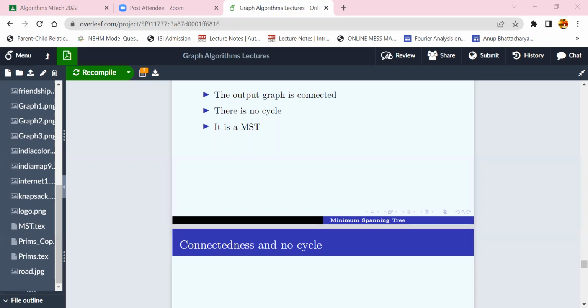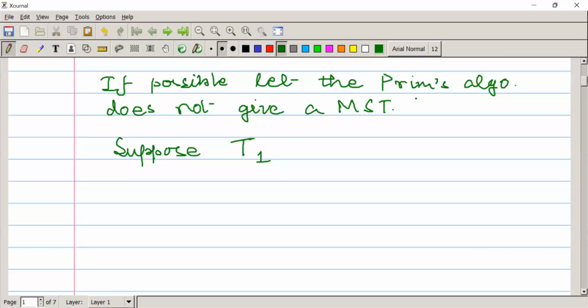Suppose you can see my screen, right? No, ma'am, we are only seeing the Overleaf slide till now. Okay. Hello, ma'am. Yes. Your screen is not visible to us. Is it visible now? Okay.